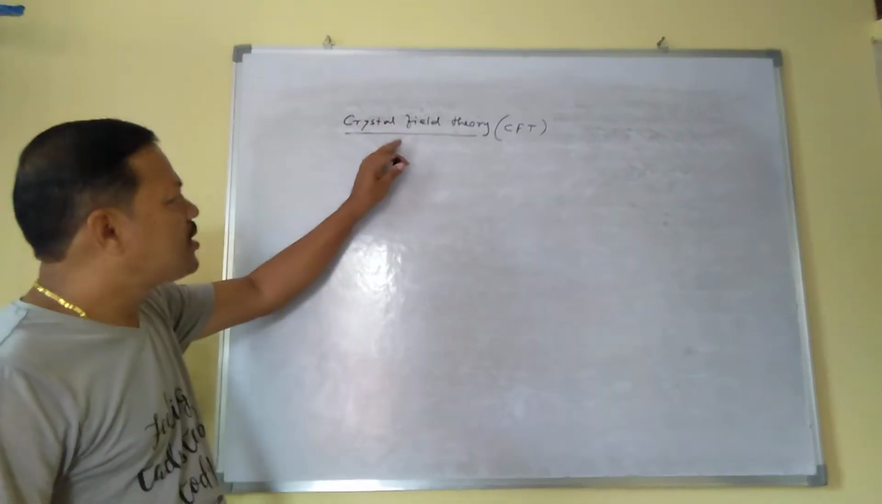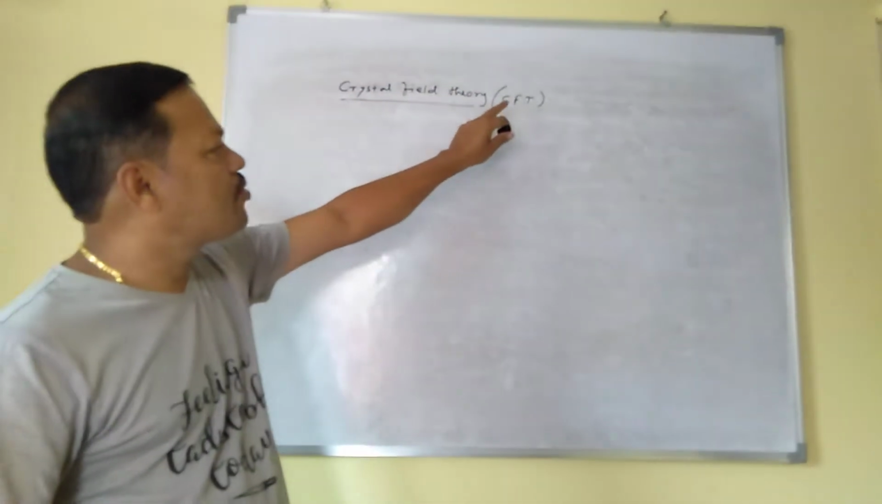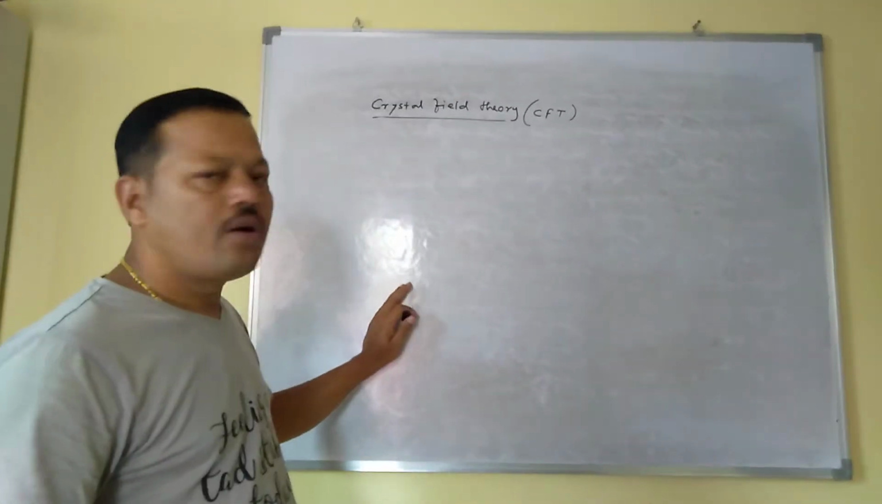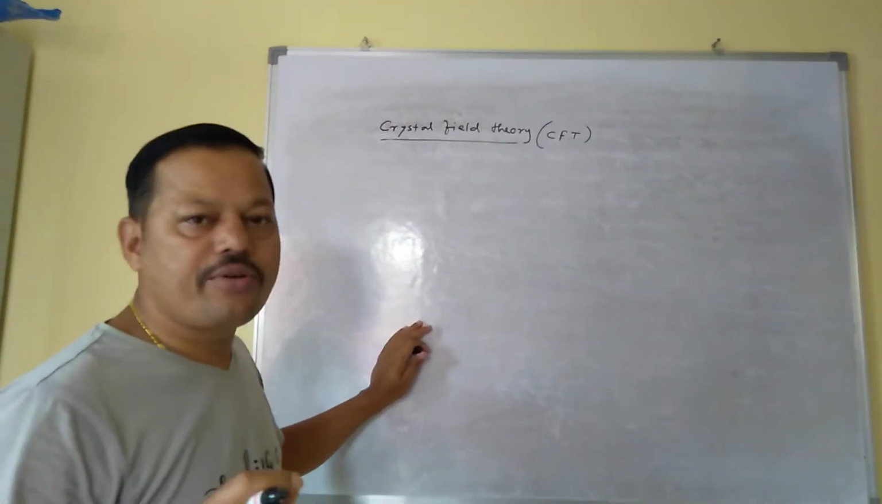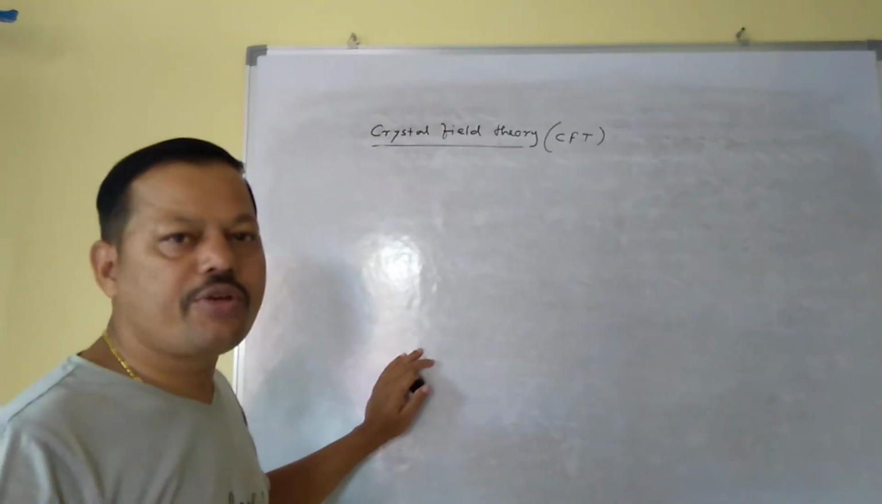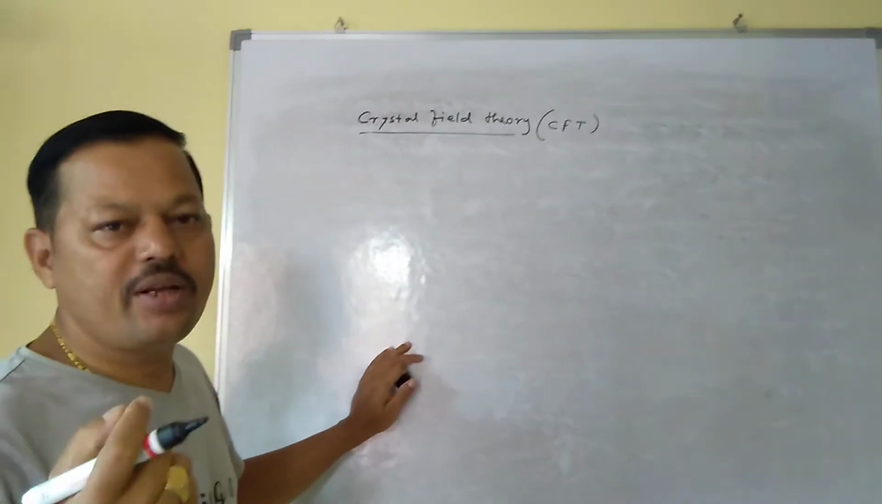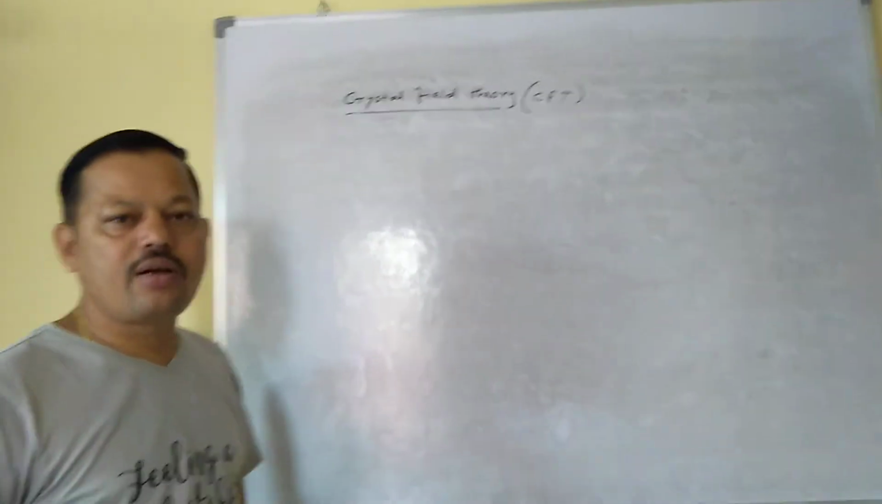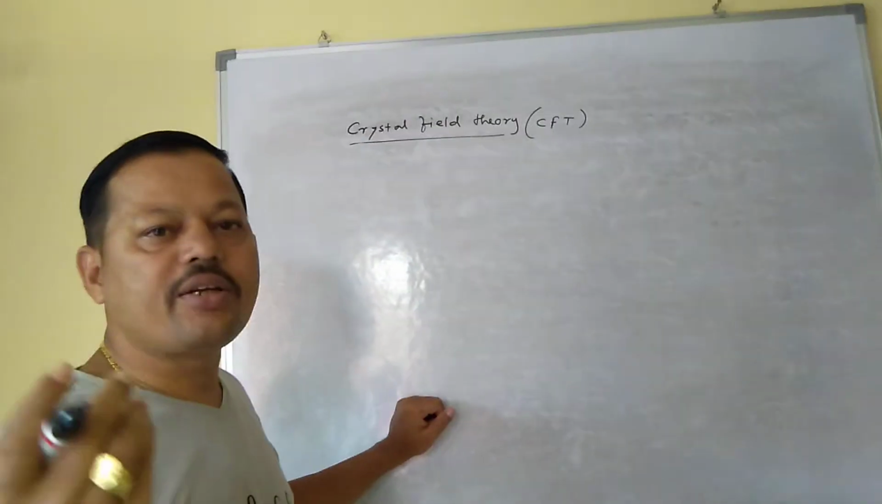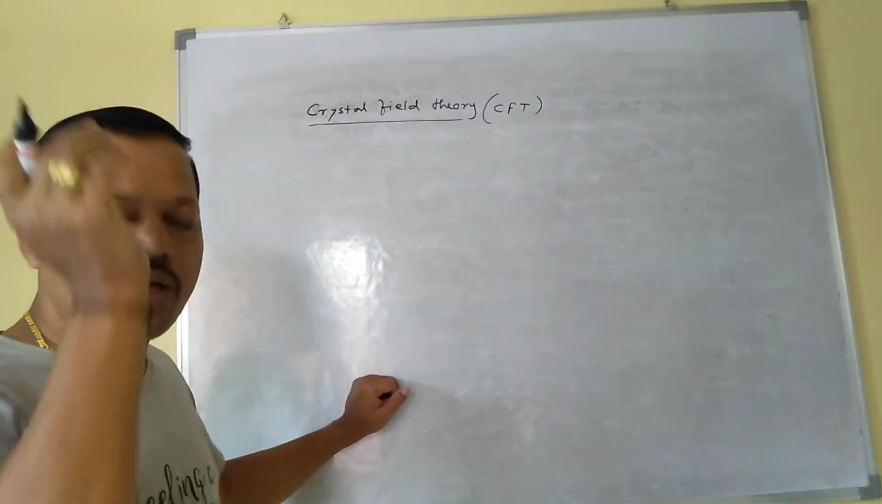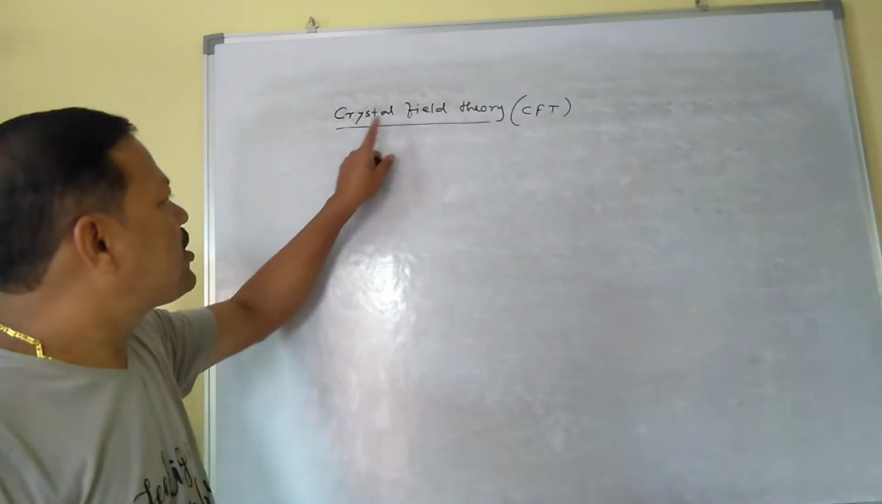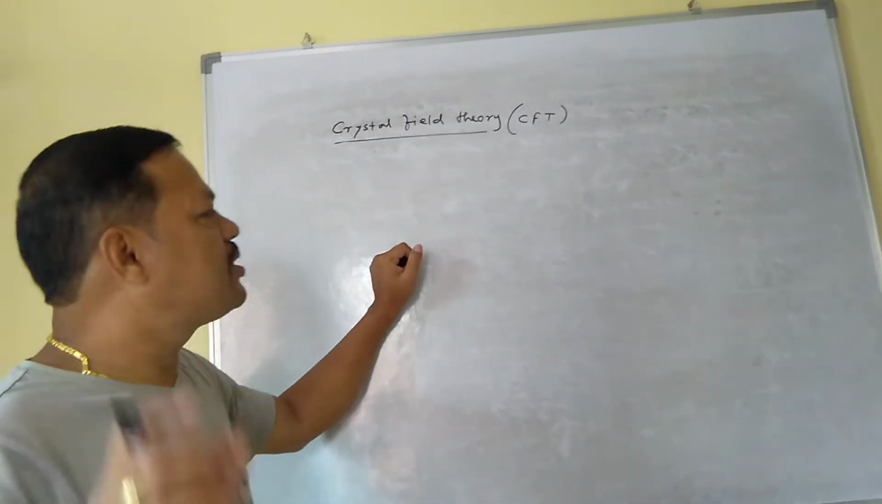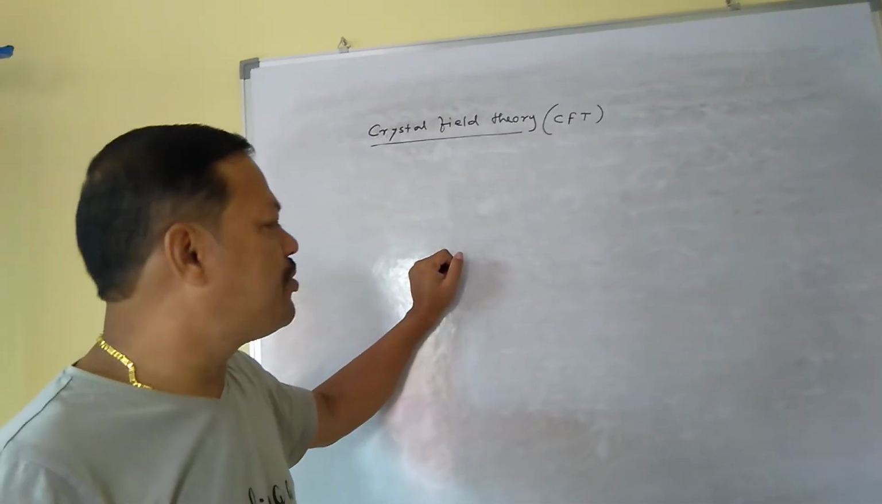This is crystal field theory. In short form, it is called CFT. Already we have done valence bond theory, and by applying valence bond theory, you can find out the type of hybridization of the metal, and based on the type of hybridization, you can find out the structure and magnetic property of the complex. But CFT is one of the theories which is a modification of valence bond theory.